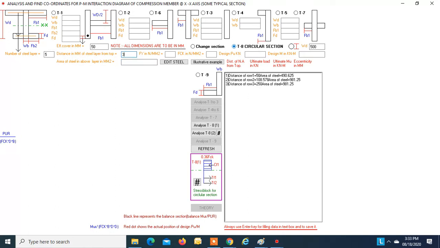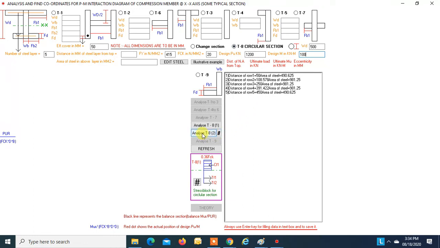Fourth layer is at 391.422, and the area of steel is 981.25 mm square. The fifth layer is at 450 mm, and the area of steel is 490.625 mm square, right? fy we have taken is 415, fck is 20. Let us assume the design load is 1200. Press enter. Design moment is 100. Press enter. Now let us draw the PM interaction diagram.